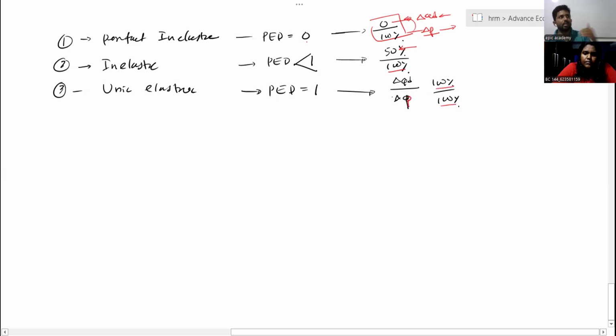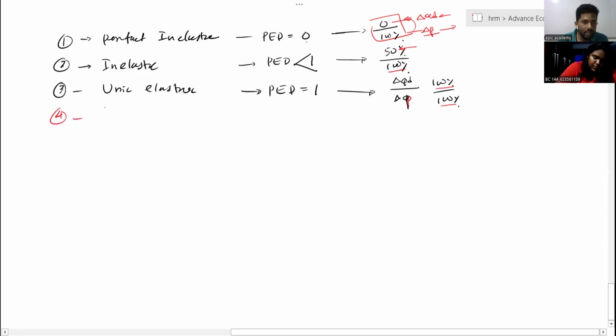In unit elasticity, price changes 100% and quantity changes also 100%, similar values. If the price increased by 20%, quantity demanded also reduces by 20%. Similar changes. So that is why it becomes 1. That is why we call it unit elasticity. Unit means similar. There's no change.